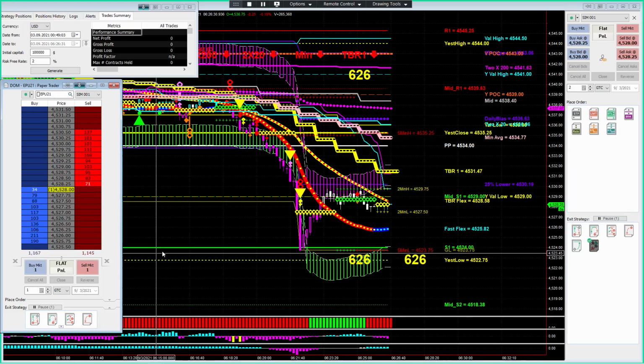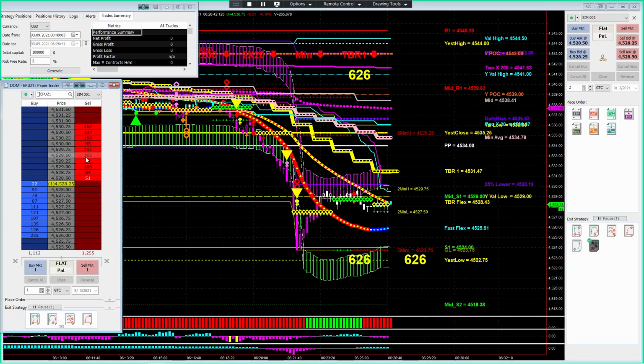And if I added another unit from over here, I'm going to place the exits on the dome manually, so I can start to get out of that trade in the profit region, not at the 3 or 4 ticks from the last entry. That is not how I want to manage that trade.